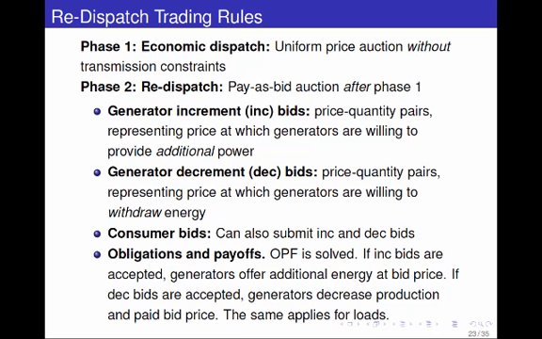A decrement bid. And how is this different from an increment bid of 5 megawatts at $15 per megawatt hour? What am I willing to do here after the first auction is over?